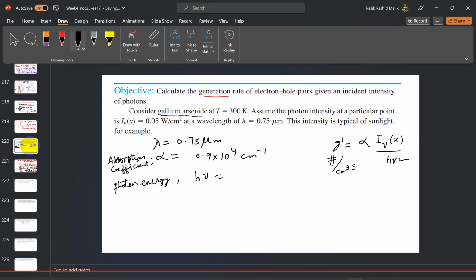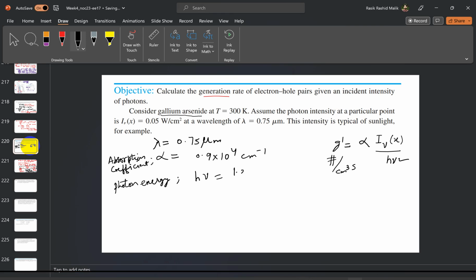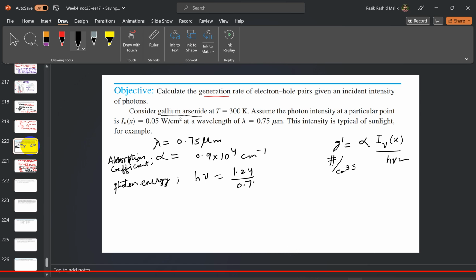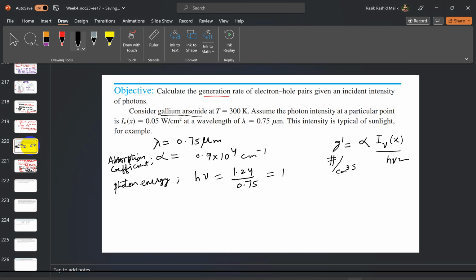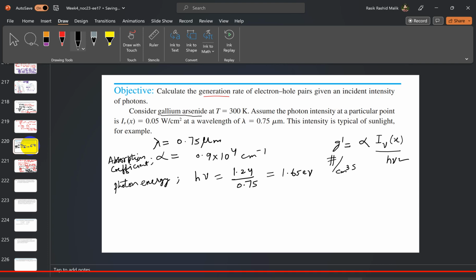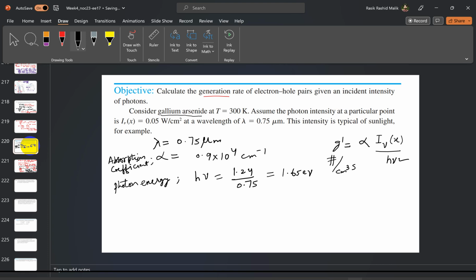and the wavelength relation, that was 1.24 divided by the wavelength, which should be in micrometers, and the energy will be in electron volts. So the value is coming out to be 1.65 electron volts. So this is the photon energy, and we know that it is greater than the gallium arsenide band gap, which is 1.424. So most of the photons will be absorbed.